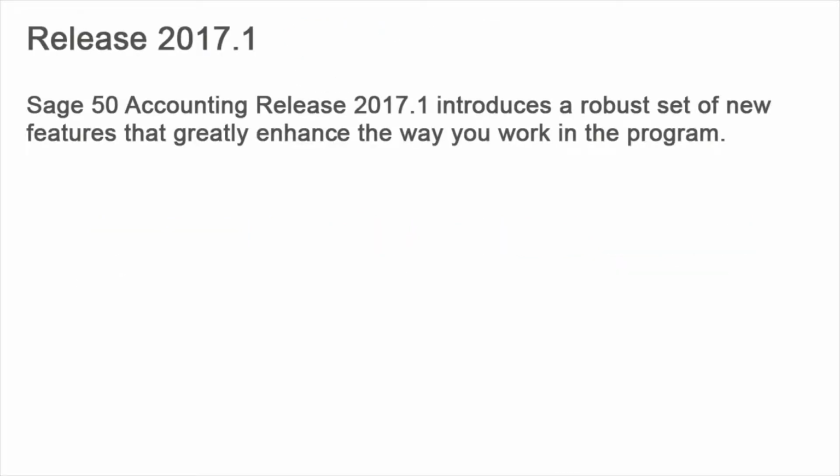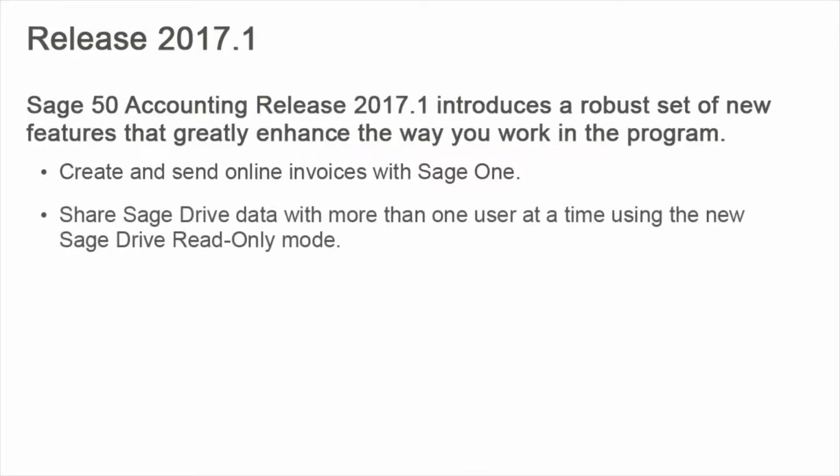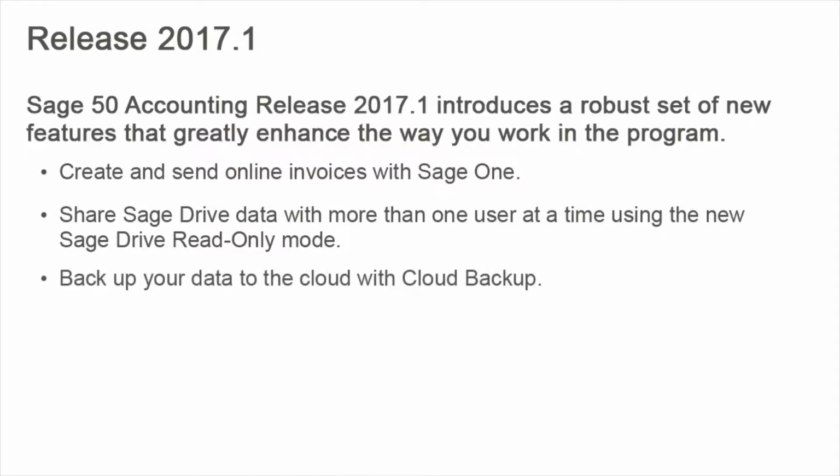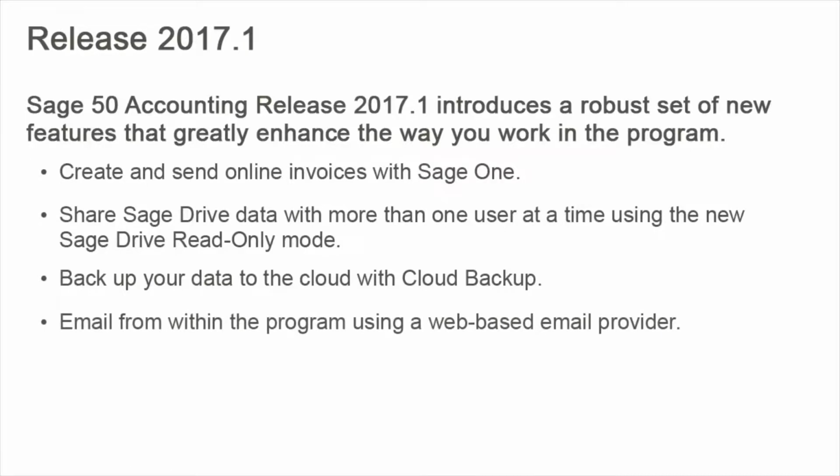Sage 50 Accounting Release 2017.1 introduces a robust set of new features that greatly enhance the way you work in the program. These new features enable you to create and send online invoices with Sage 1, share your Sage Drive data with more than one user at a time using the new Sage Drive read-only mode, back up your data to the cloud with the new Cloud Backup feature, and email colleagues and customers from within the program using a web-based email provider. Let's take a closer look at each of these new and useful features.